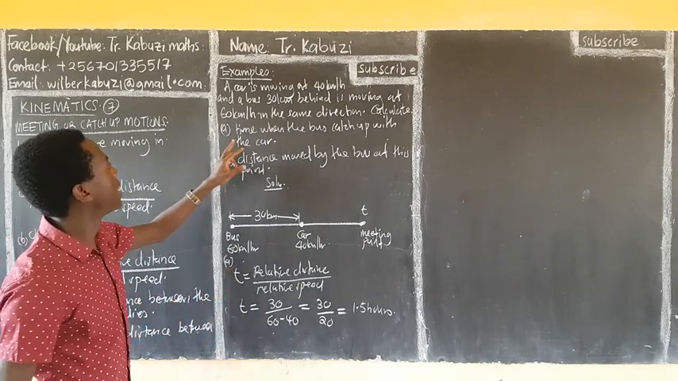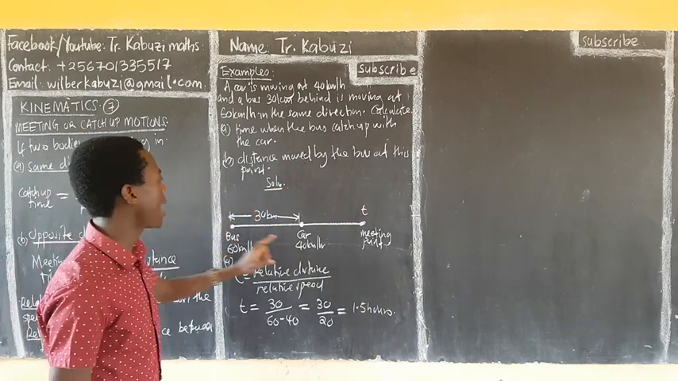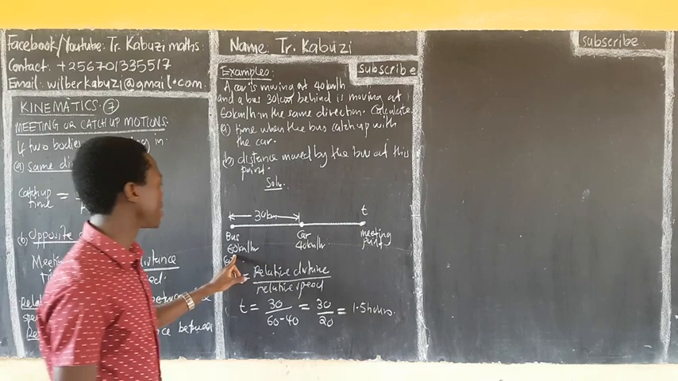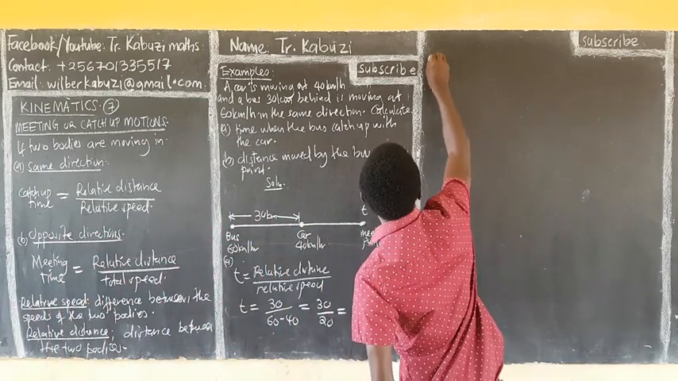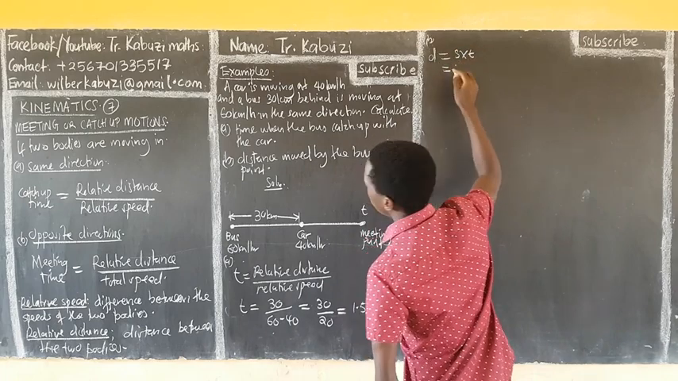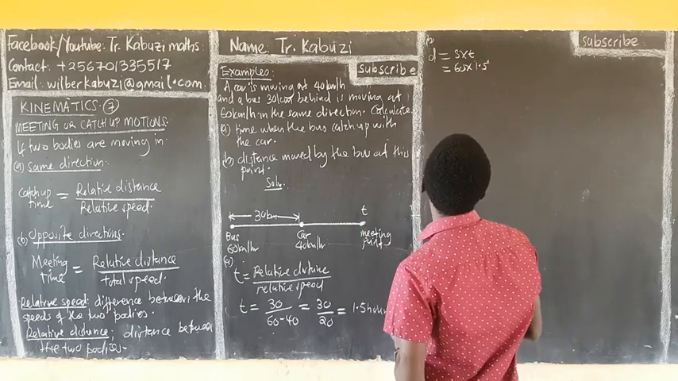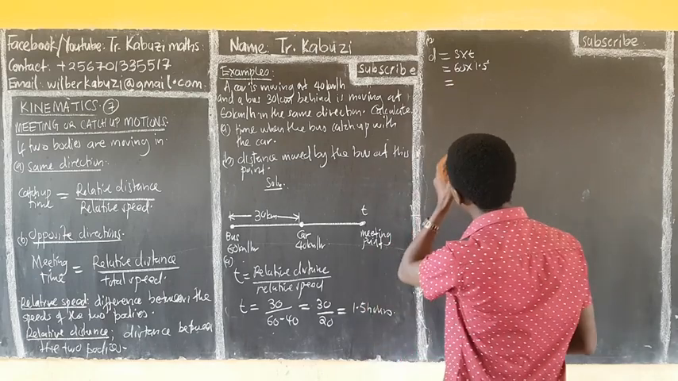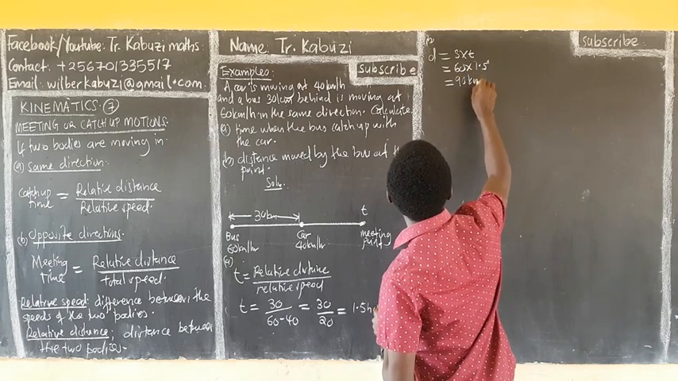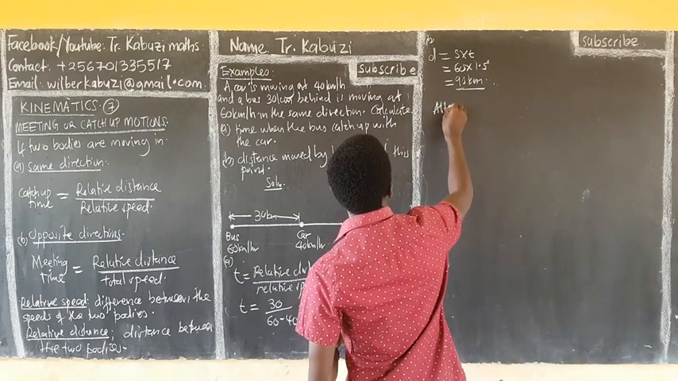Then part B: the distance moved by the bus at this point. The bus is going to use this time t, but it's moving at 60 kilometers per hour. So the distance is speed times time: the bus moves at 60 and the time required to reach this point is 1.5, which is 3 over 2, giving 90 kilometers. So that's the distance.